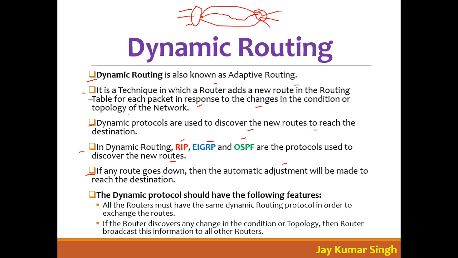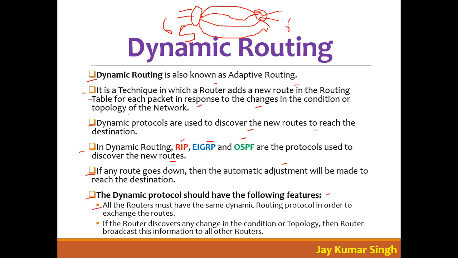So they will share all the networks. Once they share, it has 6 networks and it also has 6 networks. Okay, now if one network fails, how many networks does he have now? 5 networks, right? So he will update the other that please, my one network is down. So in dynamic routing, the dynamic protocol should have the following features.